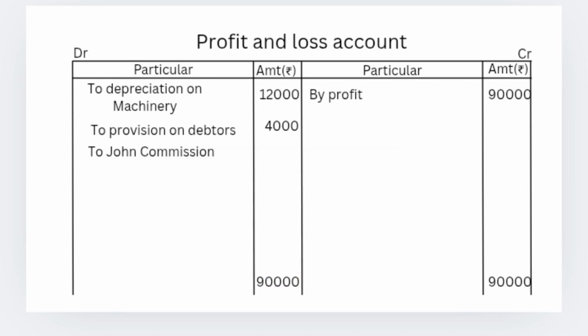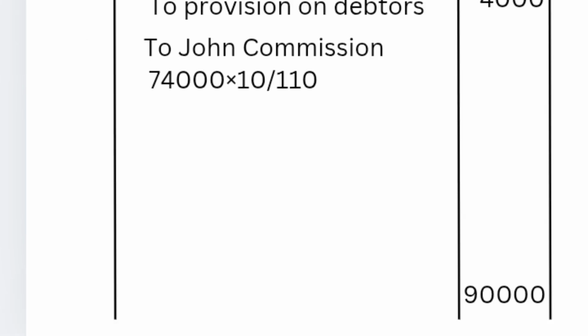So 90,000 minus 16,000. This 12,000 plus 4,000 we get 16,000. So 90,000 minus 16,000 will get 74,000. So I have to calculate on this 74,000. So 74,000 into 10 divided by 110 is 6,728. So we get this.